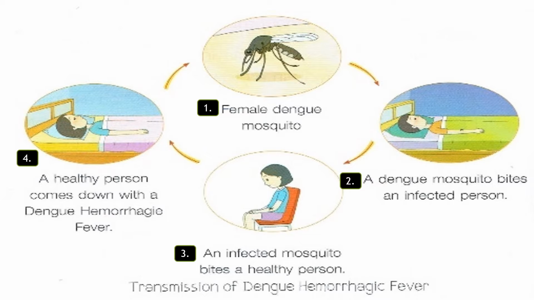How does the transmission of dengue hemorrhagic fever happen? First, the female dengue mosquito. Second, a dengue mosquito bites an infected person. Third, an infected mosquito bites a healthy person. And fourth, a healthy person comes down with dengue hemorrhagic fever. That's how transmission happens.